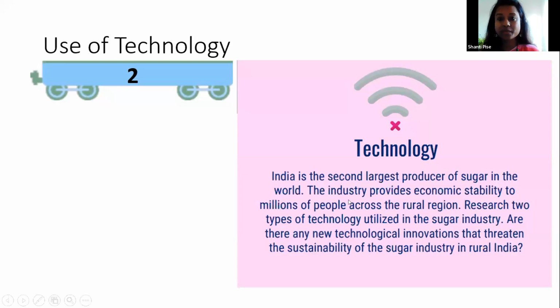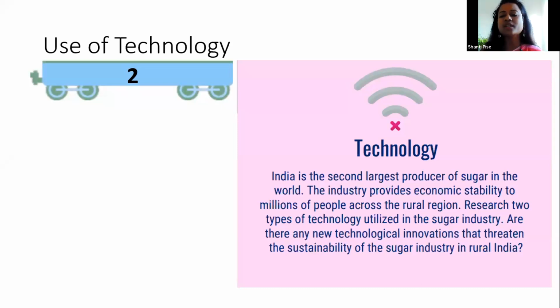Yes, for sugar in the world. But the world में second largest producer यानी कि it is really important. And this industry provides economic stability to millions of people across the rural. Research two types of technology that are utilized in the sugar industry.